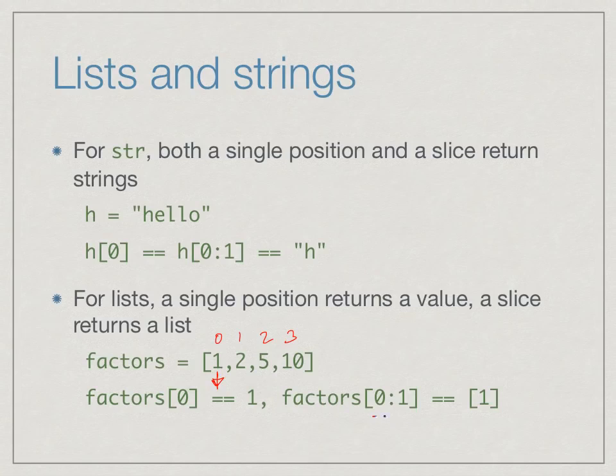On the other hand, if we take the slice from 0 up to and not including 1, then we get the sublist of factors of length 1 containing the value 1. So factors[0] is 1, and factors[0:1], the slice, is also 1, but here we have a single value and here we have a list, and therefore these two things are not equal to each other. Right? So just remember this: in a string, we cannot distinguish between a single value at a position and a slice of length 1. They give us exactly the same type of value and the same value itself. Whereas in a list, a slice of length 1 is a list, whereas a value at a position is a single value at that position.